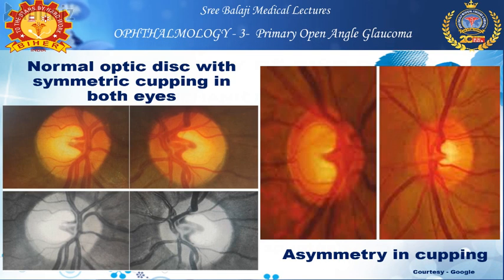The second picture shows asymmetry in cupping between two eyes, with the first eye having a 0.7 cupping and the second eye having a normal 0.3 cupping.